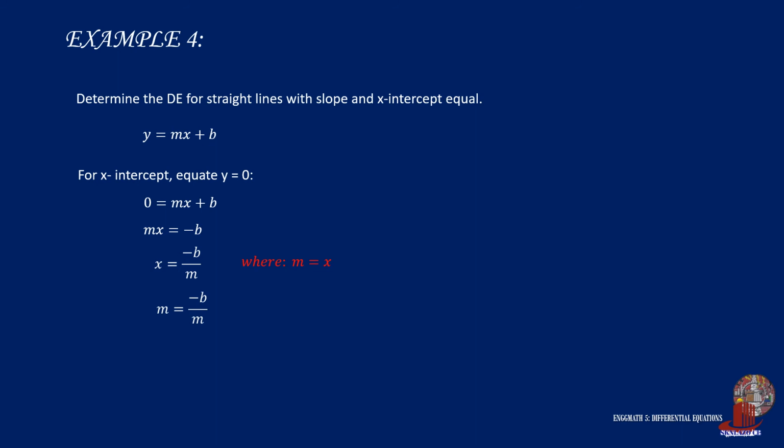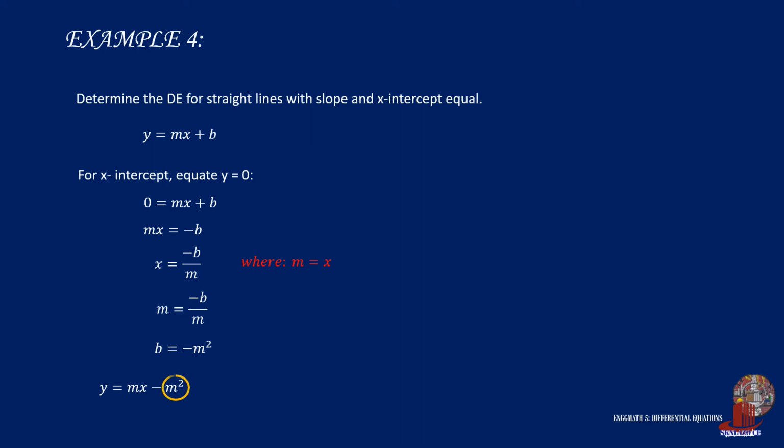Example number 4. Determine the differential equation for straight lines with slope and x-intercept equal. With y is equal to mx plus b, we know that b is the y-intercept, but the condition requires x-intercept. So we equate y to 0. mx is equal to negative b, and x is then found out to be negative b all over m. Then the condition states that the slope is equal to x. So we get m is equal to negative b all over m, which is then simplified as b is equal to negative m squared. Plug b into the original equation to have y is equal to mx minus m squared.